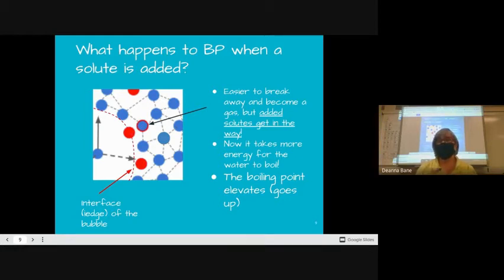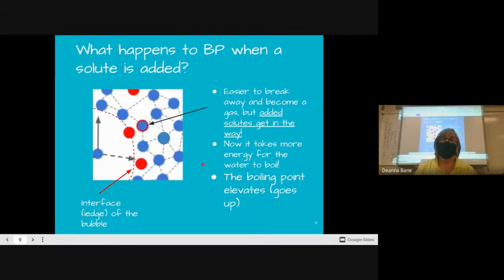And a lot of times it slows down just enough that it gets drawn back into the liquid instead of going into the gas. All right, so what happens is, because it takes more energy for the water to boil, the water has to get hotter. We have to add more kinetic energy to reach that boiling point. So if this is water, instead of boiling at 100 degrees Celsius, maybe now the temperature has to get up to 110 degrees in order to boil.